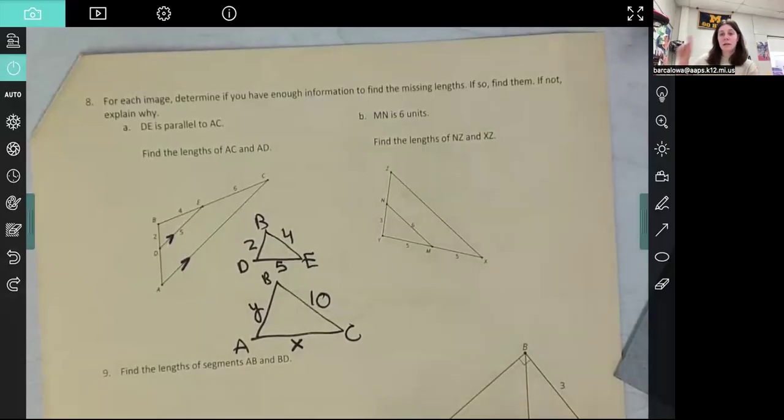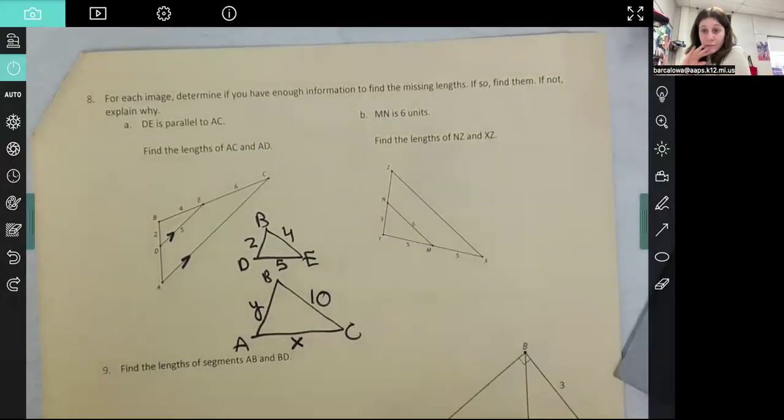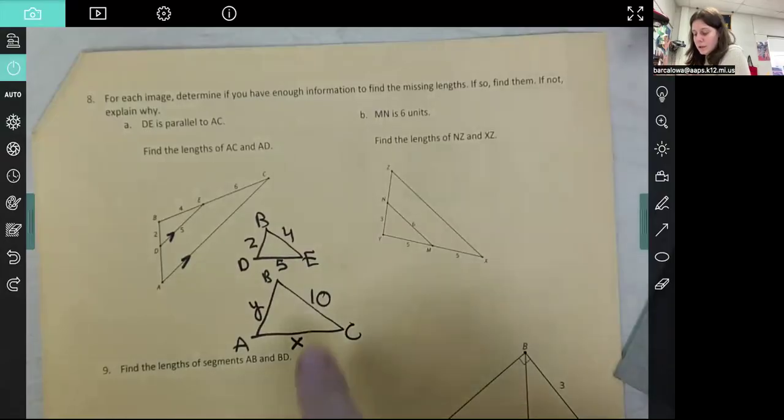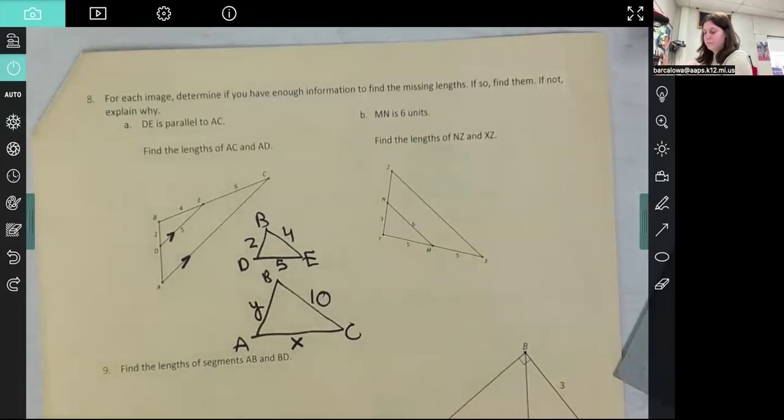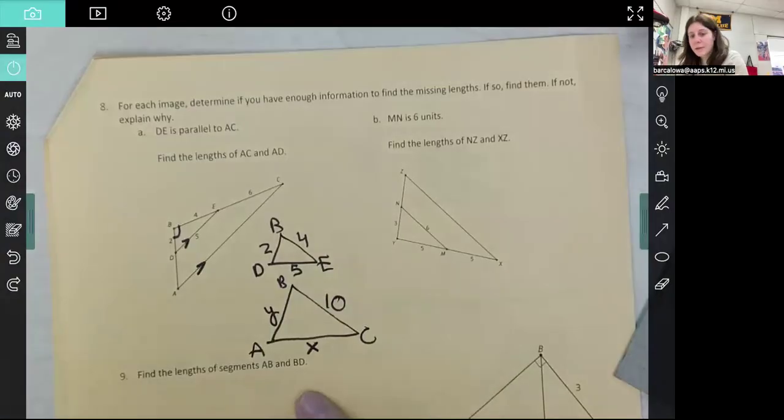I have 3 options: angle-angle, side-side-side, but I don't have all 3 sides here, so I'm going to cut that one out. I also have side-angle-side, like we did on the front, but again, I don't have 2 sides. So let's see if we can do angle-angle. Wait, both of these triangles have angle B.